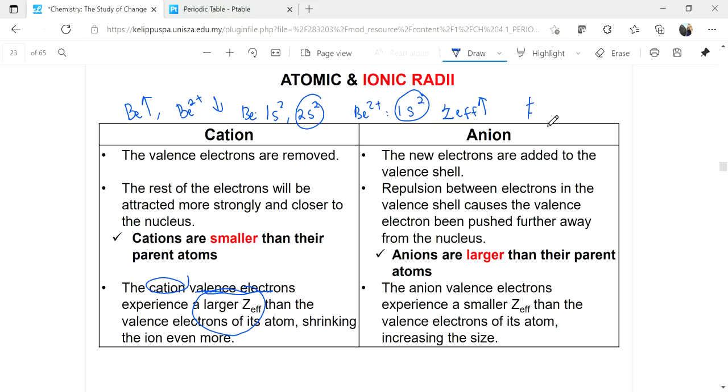So the size of the fluorine atom is lower than the size of the fluorine anion. The size of the fluorine anion is much bigger than the size of the fluorine atom. Why? Because in the fluorine anion, we add a new electron, and when we add this new electron, the repulsion becomes higher. When the repulsion becomes higher, the shielding effect also increases, and then the size of the atom will be larger.